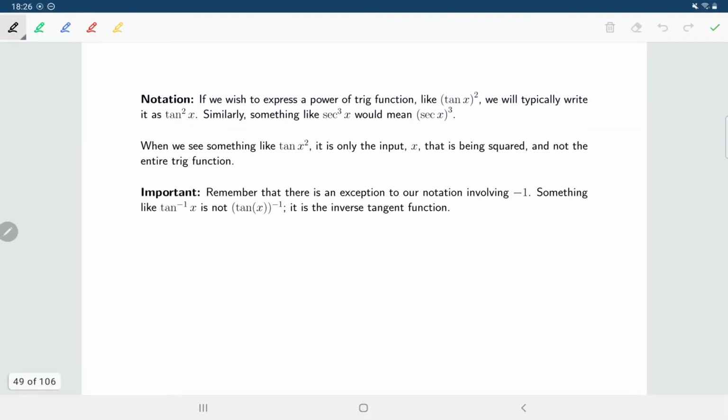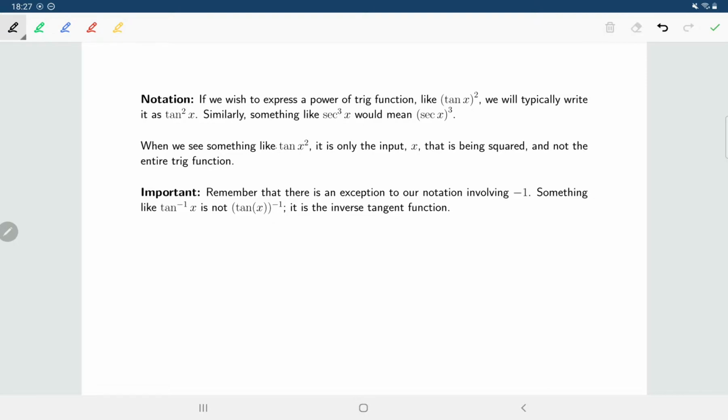Welcome back. In the second half of this lecture, we're going to look at some more complicated problems involving trig functions. A couple of things just as far as notation goes. Reminder that if we're talking about powers of trig functions like tangent of x whole thing squared, normally we would write that as tangent squared x. And similarly, if you wrote secant cubed x, that means that the secant function, the whole thing, is being cubed.